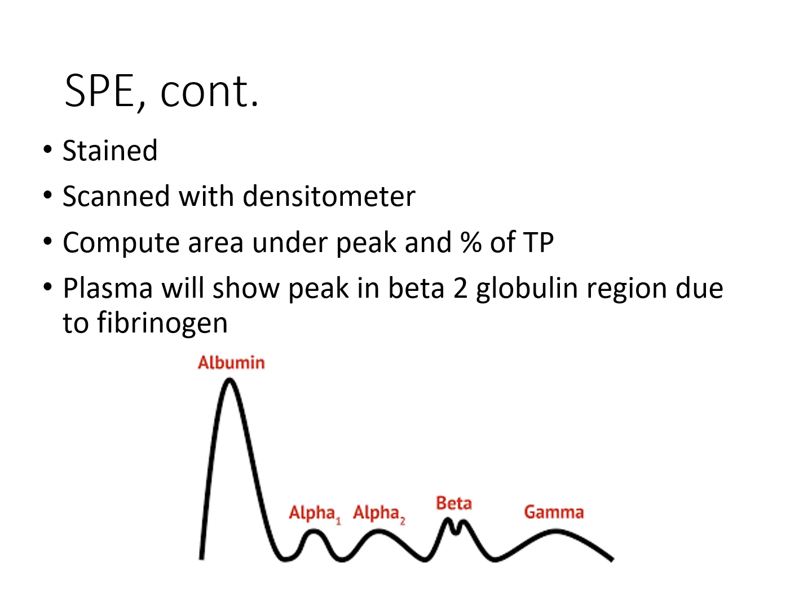After separation, the medium is stained to visualize the protein bands. The stained medium is then scanned with the densitometer. The densitometer measures the area under each peak, which helps to represent the relative quantity of each protein fraction. These peak areas are calculated as a percentage of the total protein. So just an important thing to remember, if plasma is used instead of serum, there will be an additional peak in the beta-2 globulin region because of fibrinogen, which is not found in serum, it's only found in plasma.